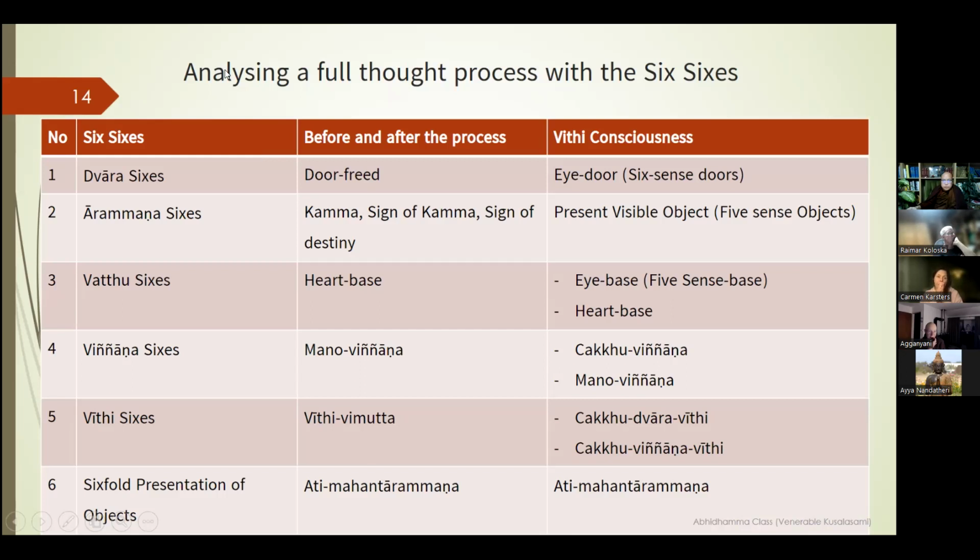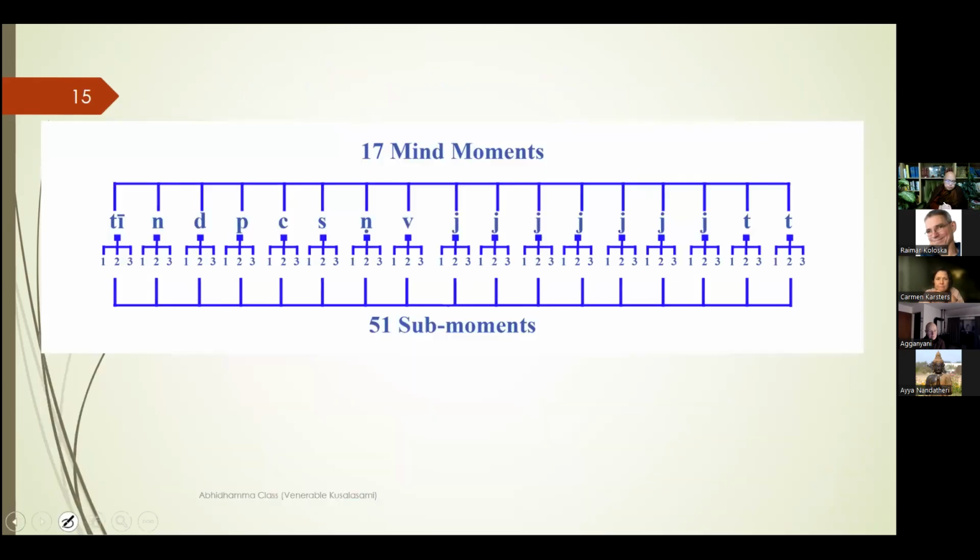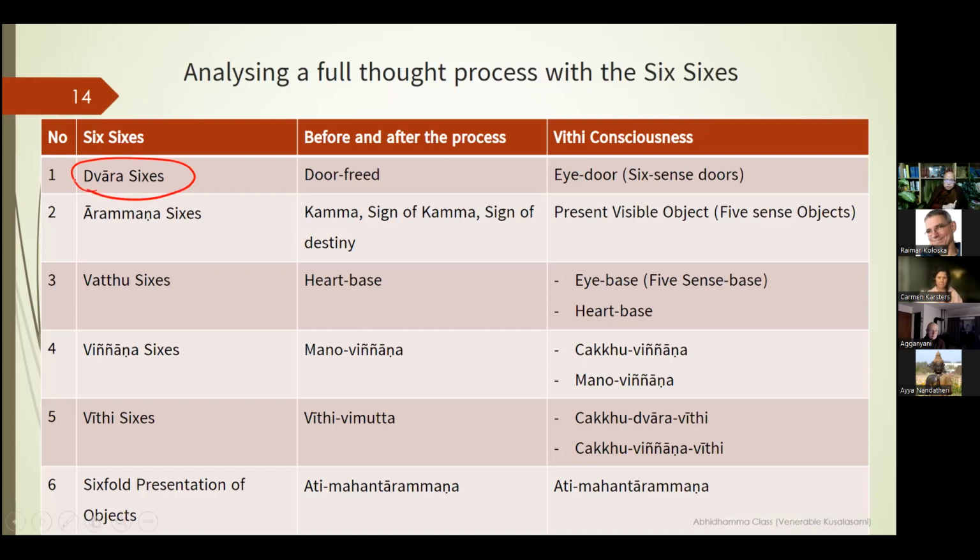And here as well, it is reviewing, or I don't know how to say it, so that's why I give the title analyzing. Analyzing a full thought process with the six sixes. The first one is Dwara 6, which is also a kind of overview of the thought process. Dwara 6: Chakkhu, Sota, Ghana, Jivha, Kaya, Mano.